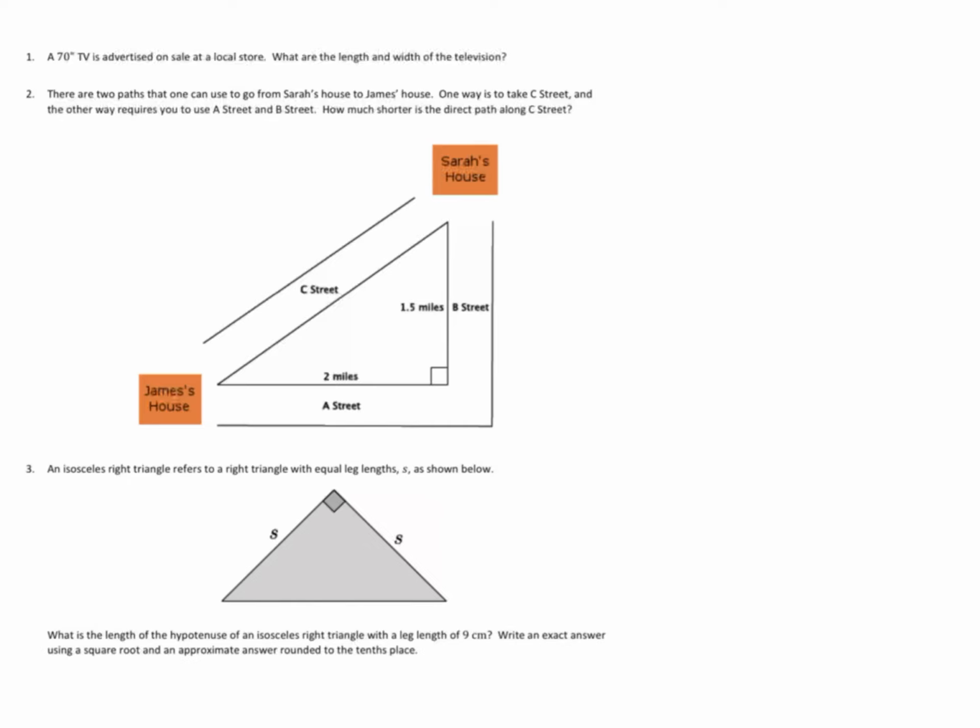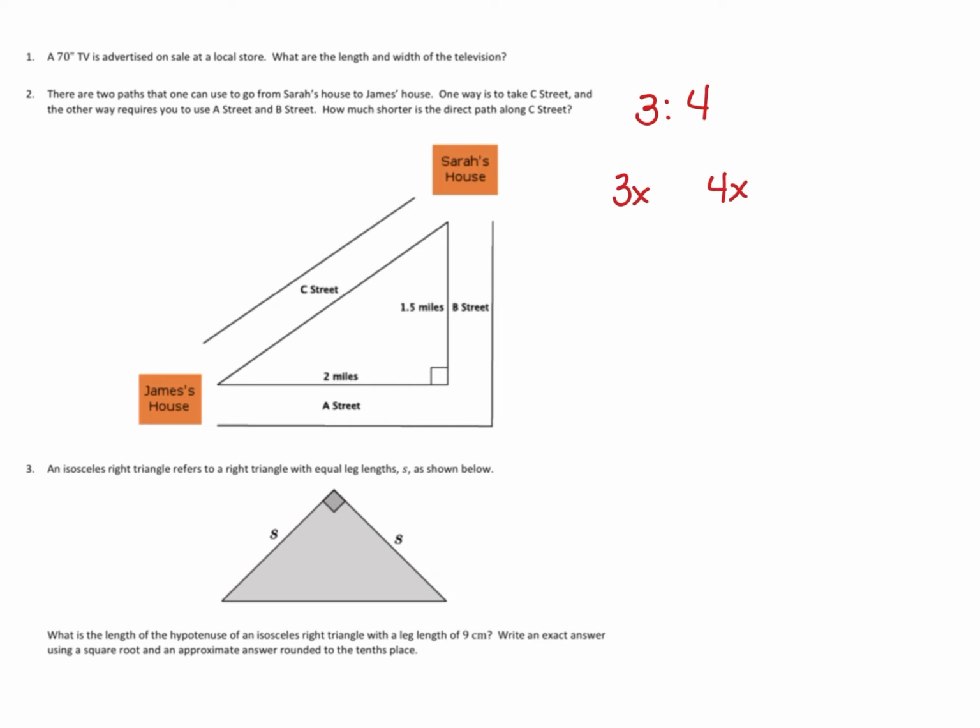A 70-inch TV is advertised on sale at a local store. What are the length and width of the television? From the classwork, we found out that the ratio of the side lengths of a TV are typically 3 to 4. So we're going to use 3x as one of the side lengths and 4x as the other.